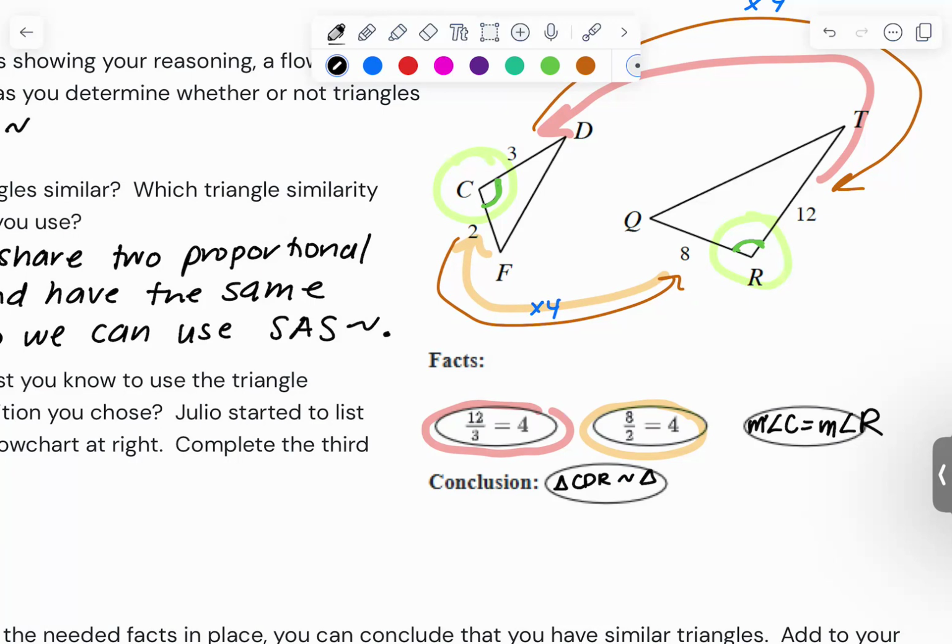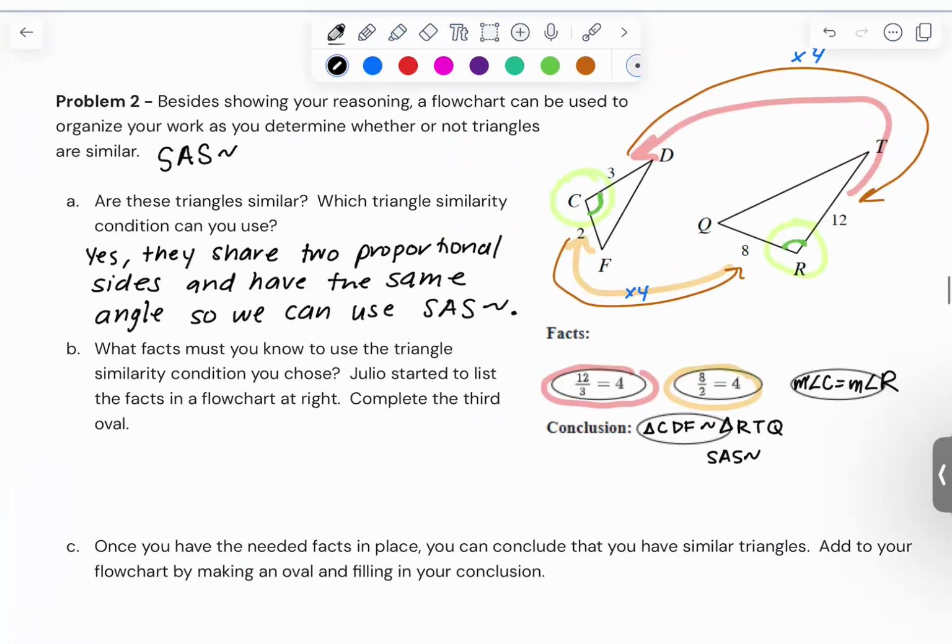I'm sorry, I don't know why I said CDR. It should be CDF. Sorry. CDF is similar to triangle RTQ. And then we'll just put by side angle side similarity underneath. That would be on the outside of the oval.